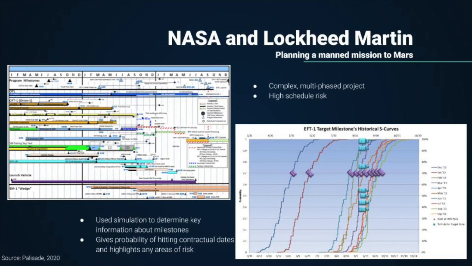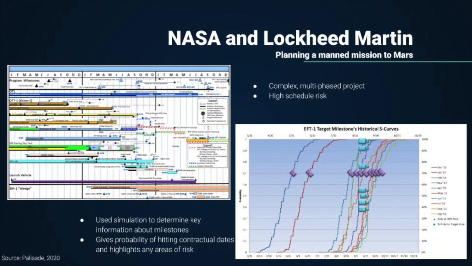So we thought this was an interesting example. NASA and Lockheed Martin are working together to plan a manned mission to Mars. It's not just Elon Musk trying to do this. It's a multi-phase, multi-year project involving several unmanned as well as manned missions to collect data.